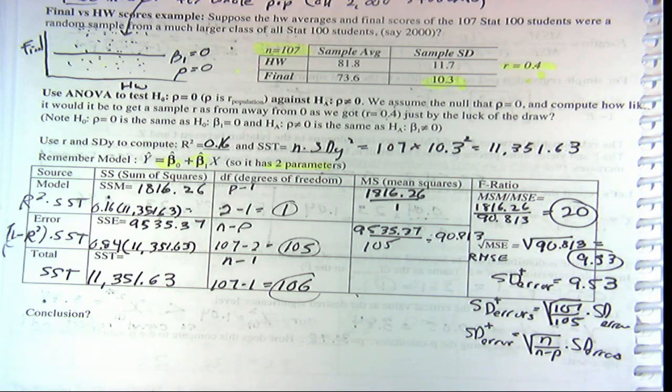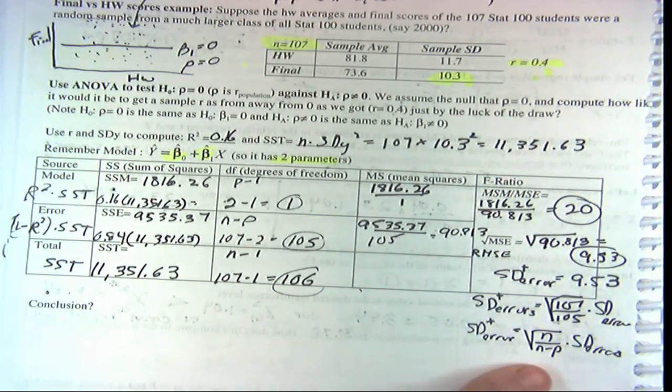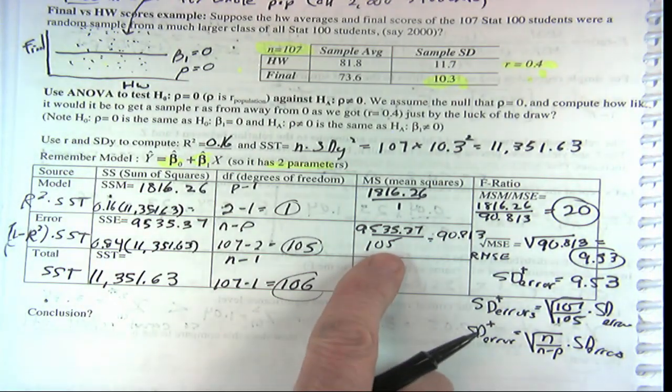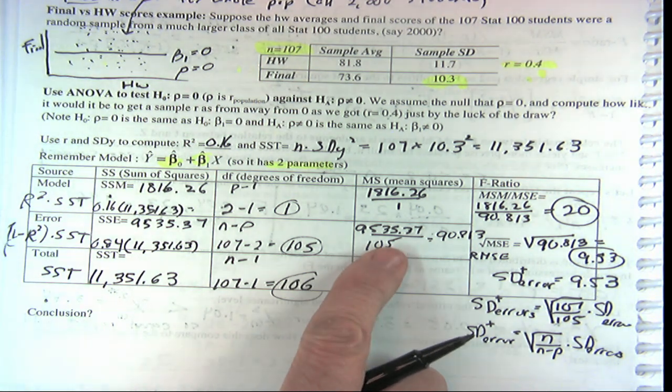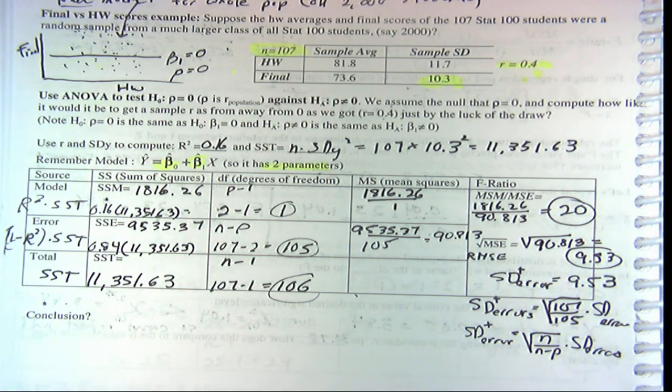All right, so we've done that much. I'm just concentrating on this one question on your homework, that's why I'm focusing a little bit on it. But you can see you divided by 105. If we had divided by 107 here, and then taken the square root, then we would have gotten our standard deviation of the errors. All right, so what is our conclusion?